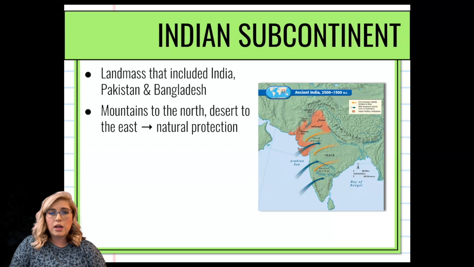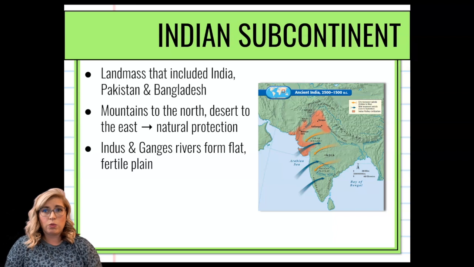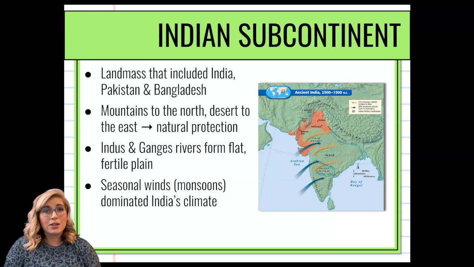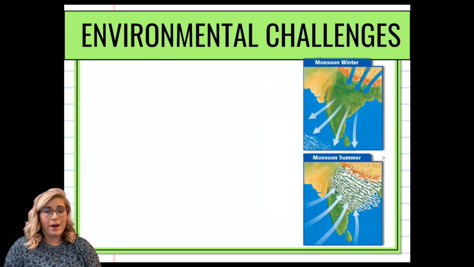They have the two rivers that we're going to worry about with the idea of the early river valley civilization, the Indus and the Ganges rivers. They both kind of converge and create this nice fertile plain in the middle. That's where our river valley civilization is going to set up. The other thing that we have to worry about are seasonal winds, or monsoons, which even still today dominate India's climate. So in the winter, we have very dry winds, and in the summer, we have very wet rain. When you say a monsoon, we use that for very, very heavy rain. So that's what their summers are dominated by.